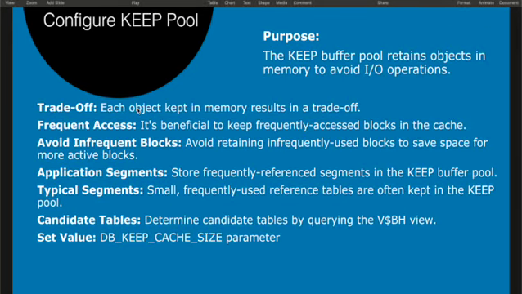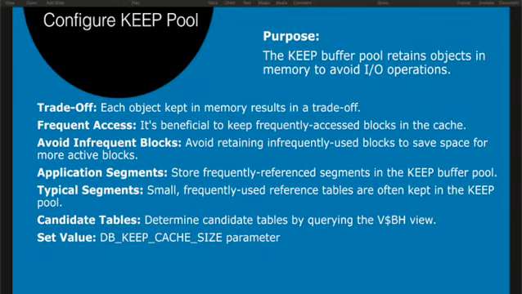Now we will see how to configure the keep pool. The purpose of the keep buffer pool is to retain objects in memory, thus avoiding I/O operations. Each object kept in memory results in a trade-off. It is more beneficial to keep frequently accessed blocks in the cache. Avoid retaining infrequently used blocks in the cache, as this results in less space for other more active blocks.